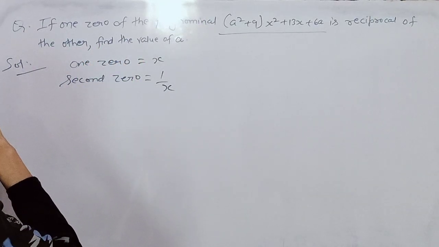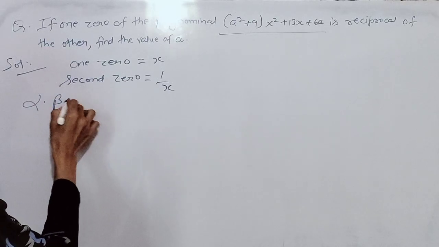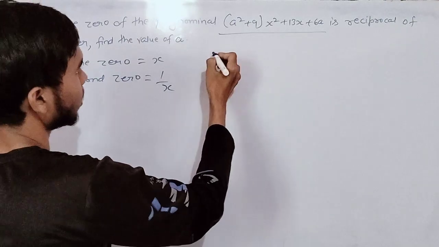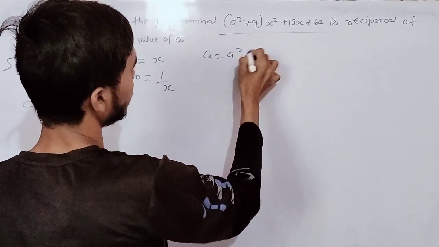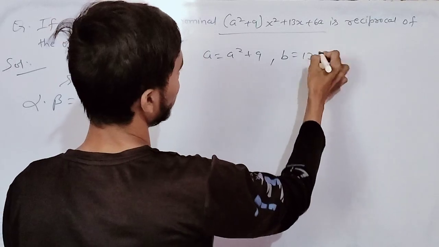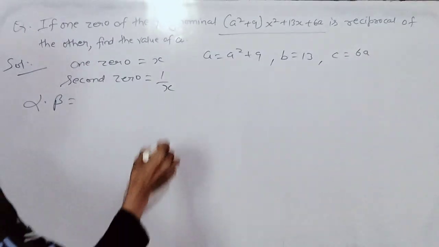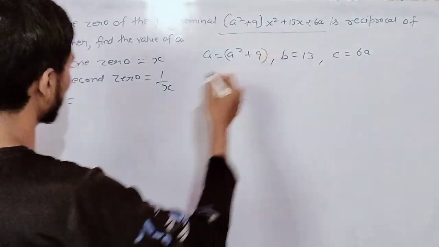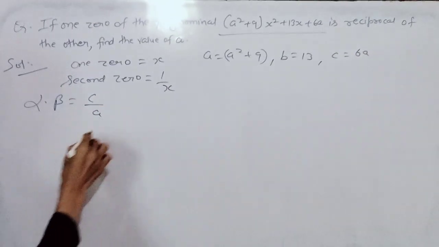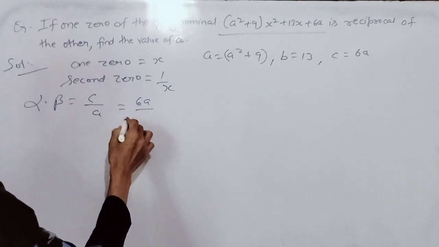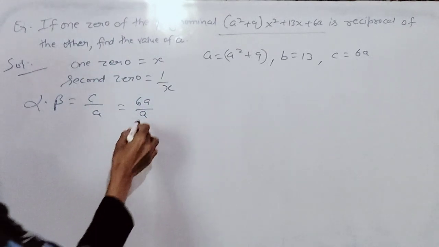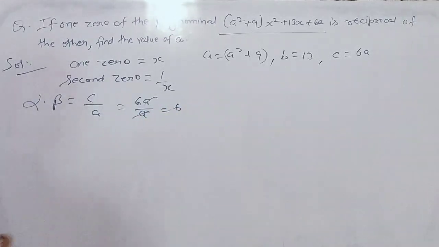Now here we can see, a is a square plus 9, b is 13, and c is 6a, isn't it? Yes. So c is 6a and the coefficient of x squared is a squared plus 9. The product of zeros is c upon a.